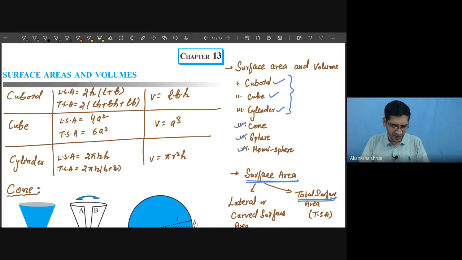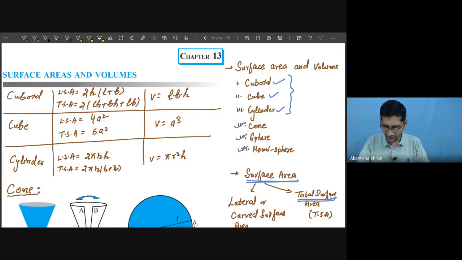Just as a matter of recall, for a cuboid, lateral surface area is given by 2H(L plus B), and total surface area is given by twice of (LH plus BH plus LB). It is this one. And volume of a cuboid is obtained by multiplying the length, breadth, and height. For a cube, all these L, B, H are equal and denoted by a. So LSA is 4a square, TSA is 6a square, and volume is a cube.